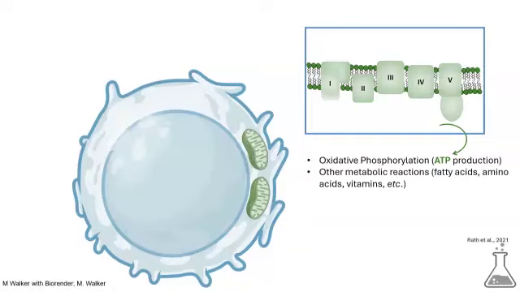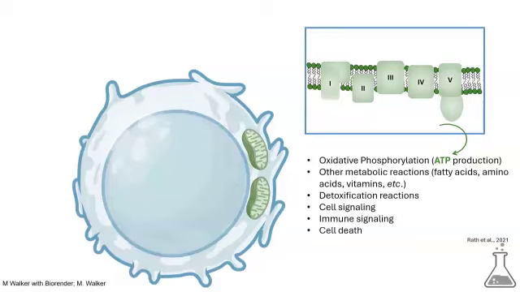But they also do many other metabolic reactions. They are bakers, if you will, in our body. They make fatty acids, amino acids, and vitamins that our bodies need to perform all of the things we do every day. They also do detoxification reactions. And they signal within and between cells, including in the immune system, something I think we are actively learning about in this day and age. Mitochondria are also often the gatekeepers in the decision for a cell to die.